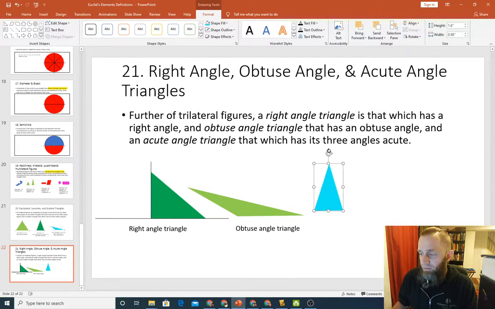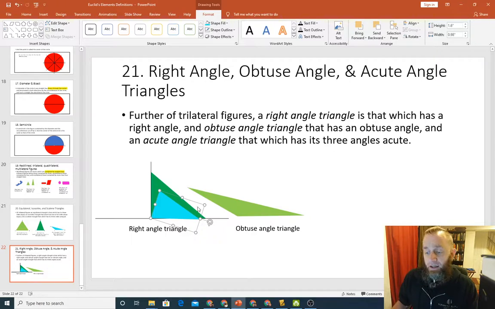Now, it has to have 3 acute angles, though. So let's check to make sure the other 2 are acute. Put this next one on there, compare it to our right angle triangle, and look at that. It is acute. And we got one more to do. Look at that last one, and let's put it on there, and look at that. It is also acute.